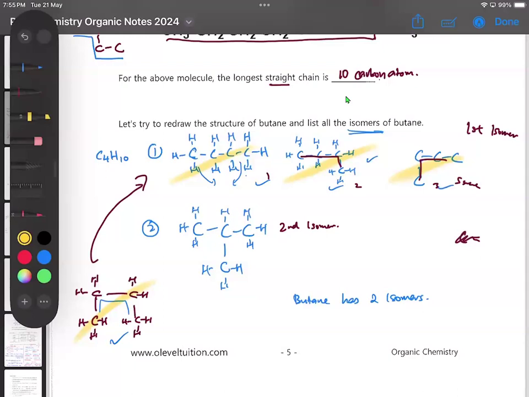The idea is any carbon that you detach, you do not put it on the end carbon. You put it on the end carbon, no meaning. You're still getting back the same thing.